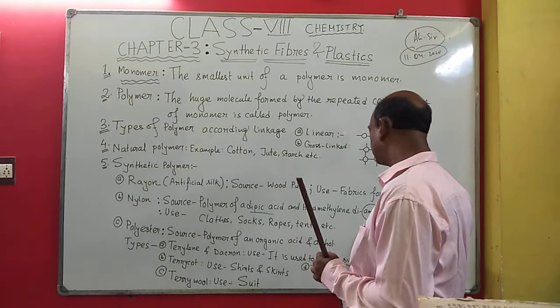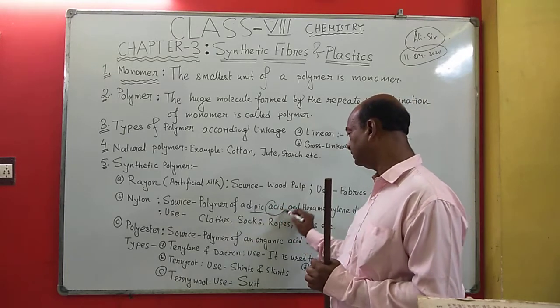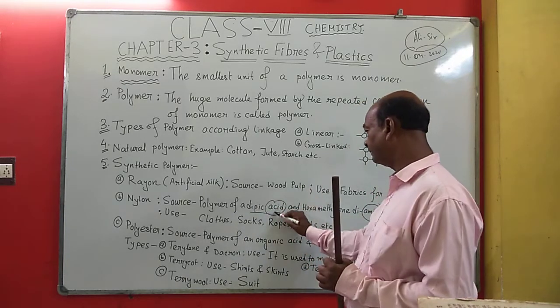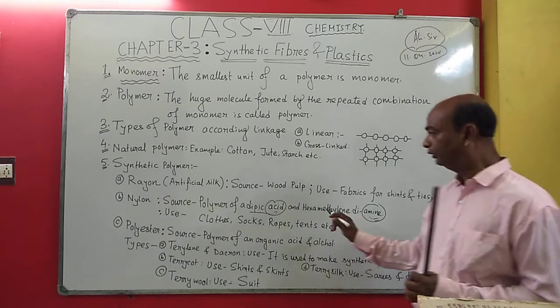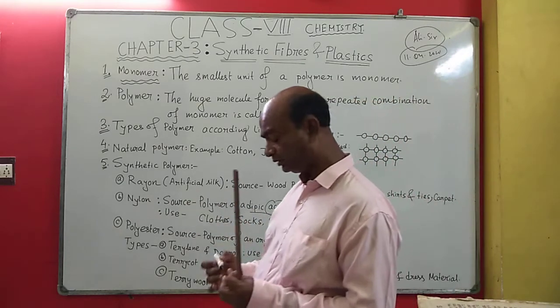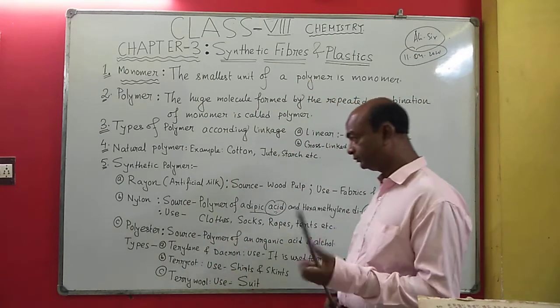If you write this much, it is also enough for you. One is acid, another is amine. This is the main thing. When acid and amine combine together, we get the compound that is known as nylon.